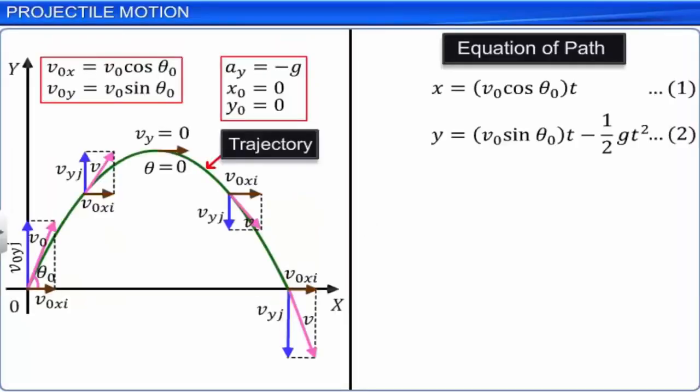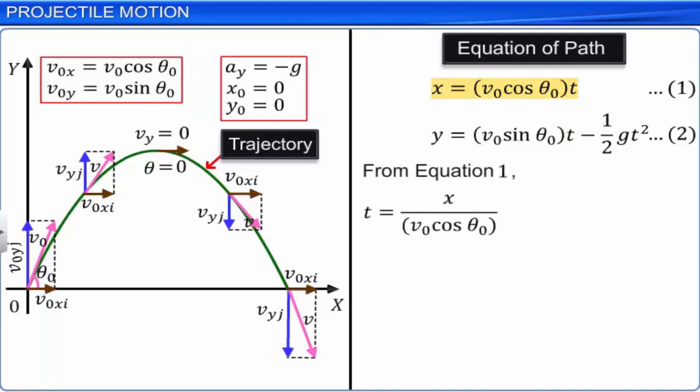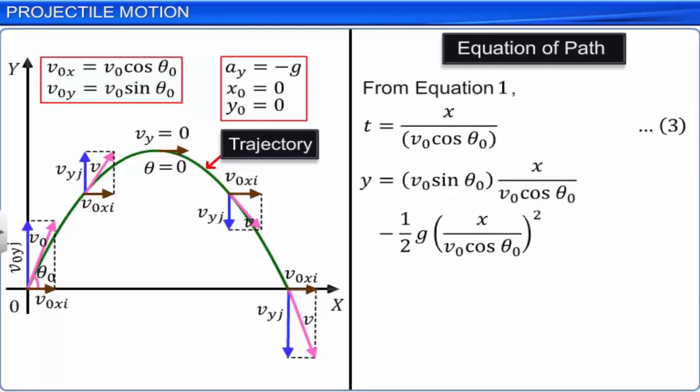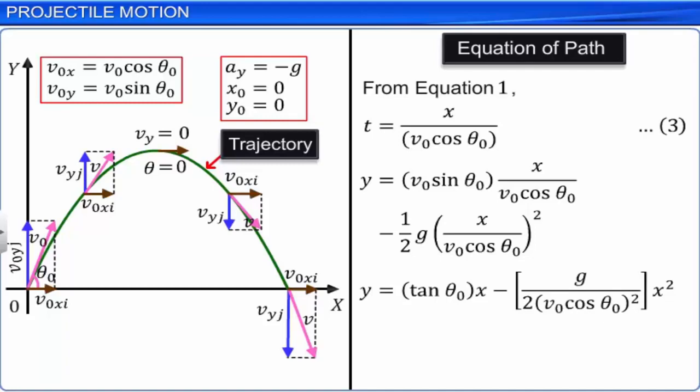By eliminating t from equations 1 and 2, we can get the equation for the path of the projectile. From equation 1, we can write t is equal to x divided by v0 cos theta 0. Let this be equation 3. Substituting equation 3 in 2 and simplifying, we get y is equal to tan theta 0 into x minus g divided by 2 into v0 cos theta 0 square into x square. Let this be equation 4.